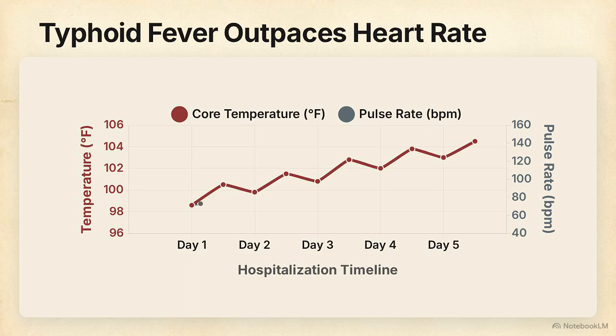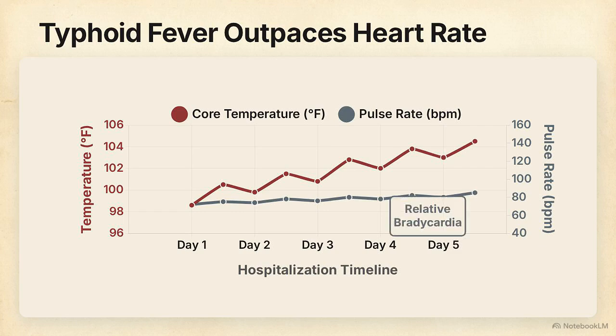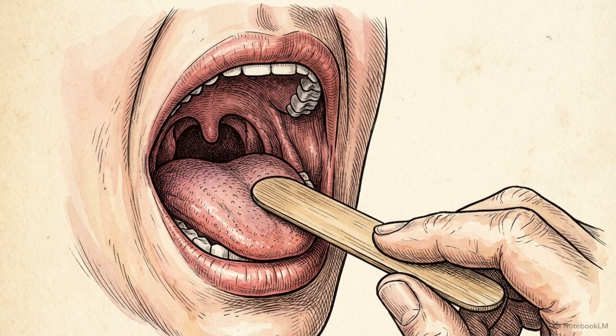The second signature is relative bradycardia, a surprisingly slow heart rate relative to the high core body temperature. Normally, high fever triggers a rapid pulse, but with typhoid, the blue pulse line remains stubbornly flat while the red temperature climbs. The third crucial physical exam marker is found inside the oral cavity, the coated tongue.